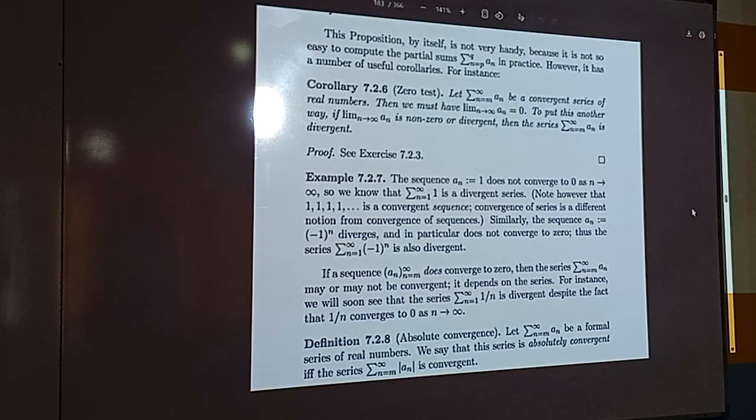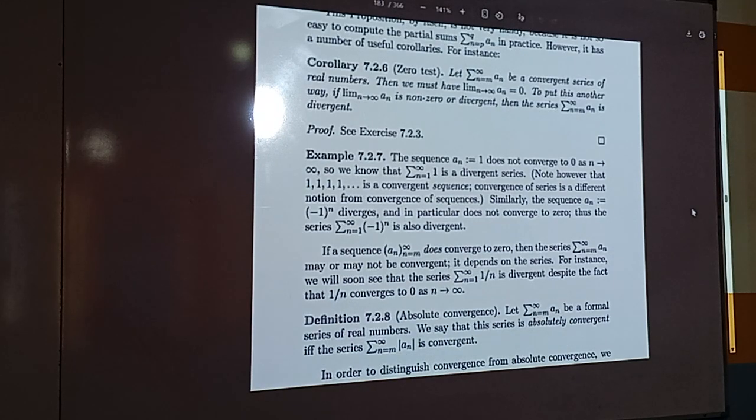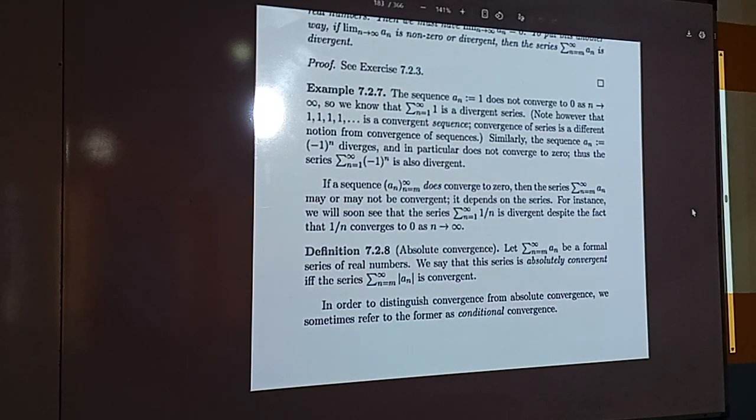Then absolute convergence. I hope the book has interesting problems that you guys can try. Otherwise, I will give a separate list of problems, not homework exactly, that you should try and enjoy.